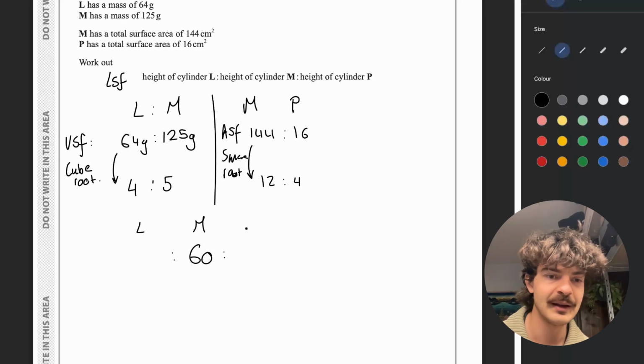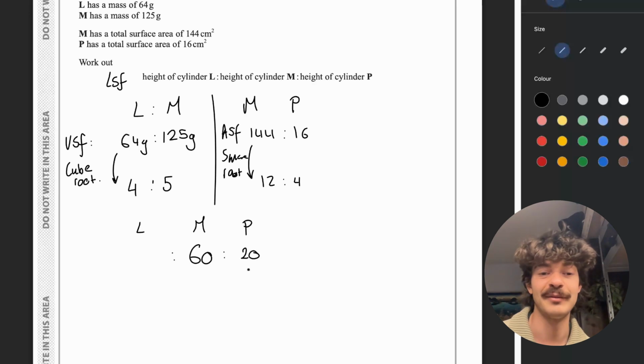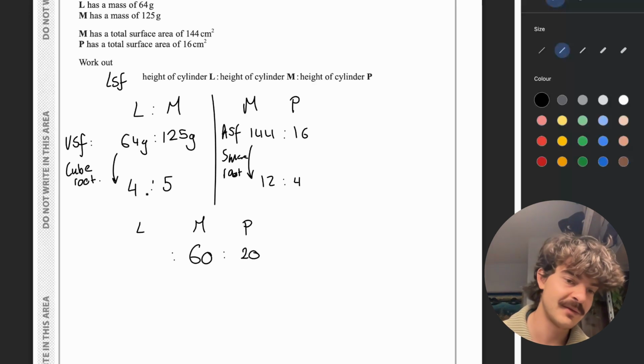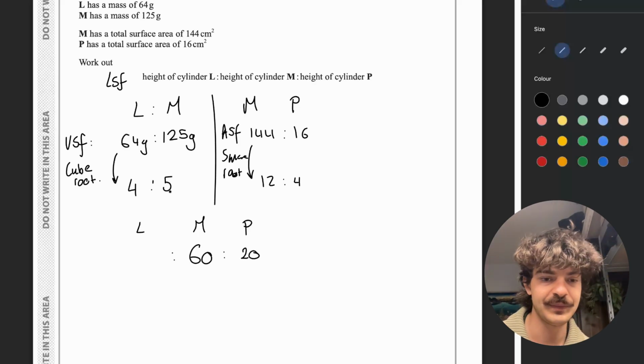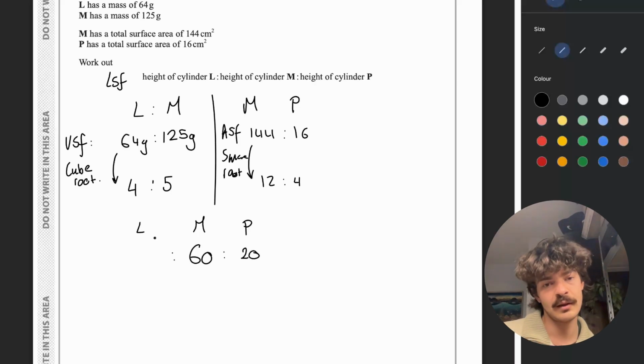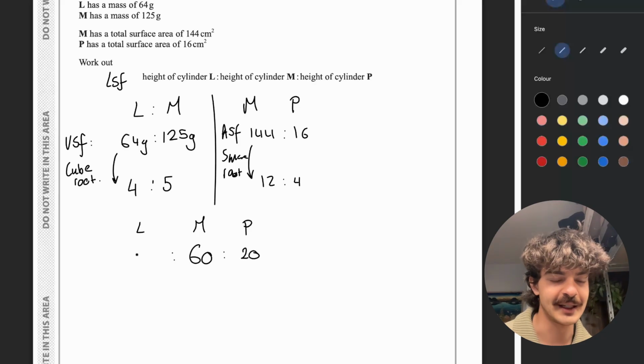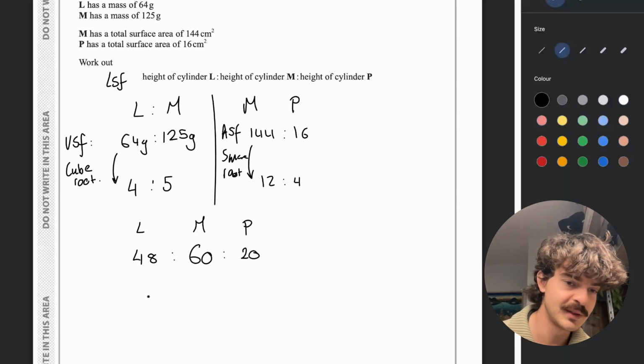We're going to have L to this side, P on this side. We've multiplied 12 by 5, so P is going to get multiplied by 12, giving us 20. And 4 on this side is going to get multiplied by 12. 5 has been multiplied by 12, so 4 by 12 gives 48.